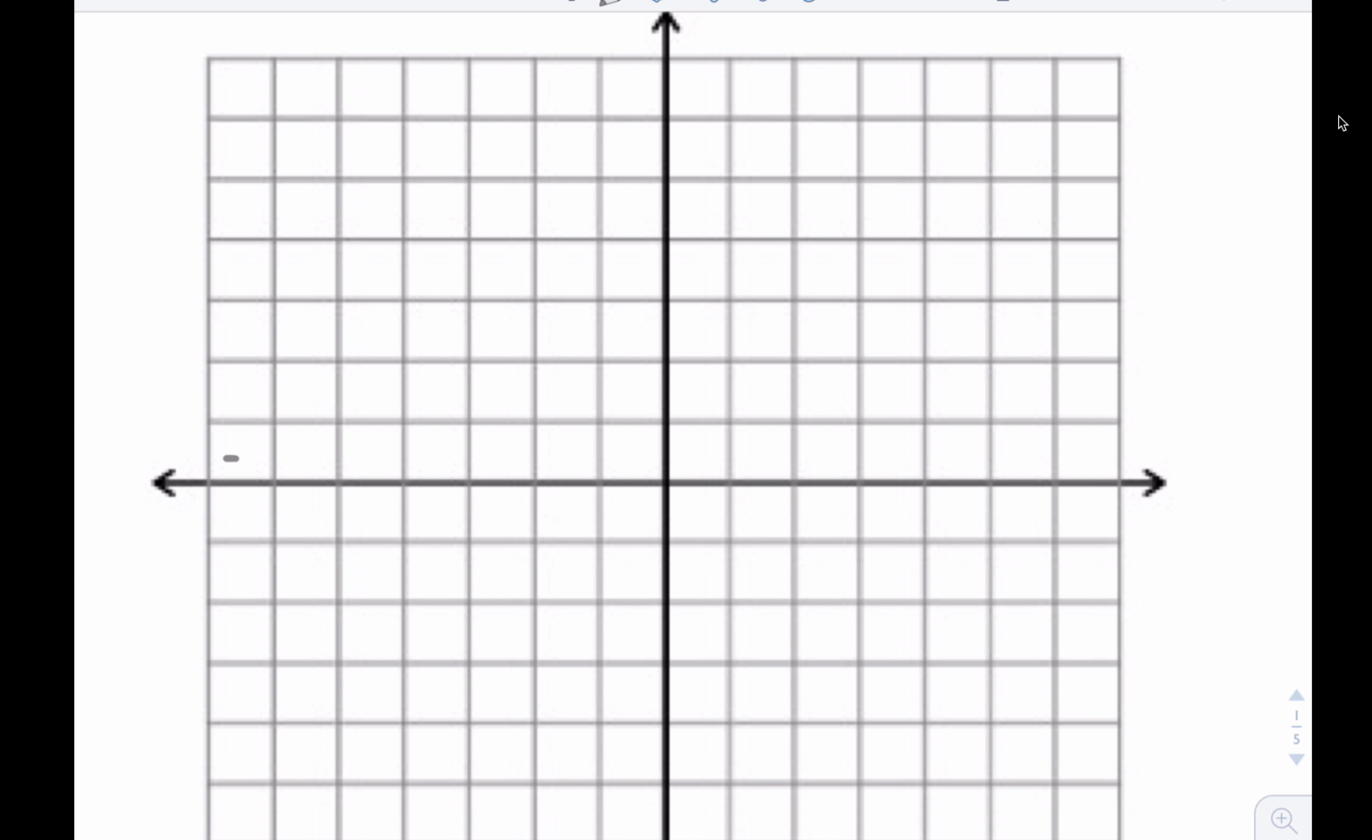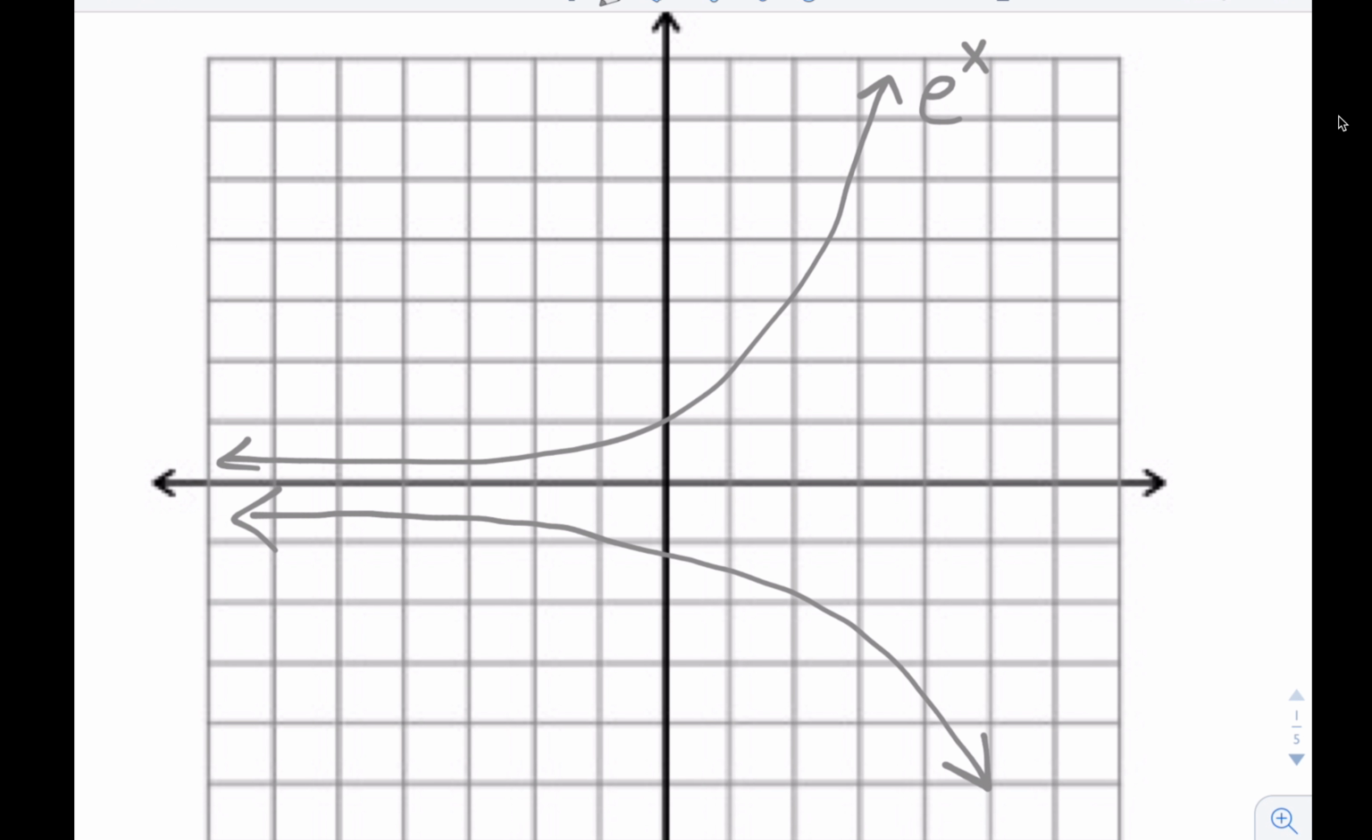So you have the regular e to the x. That looks like that, again going through 0, 1. But now when I flip it over the x-axis, it should look something like that. This first one that I drew was e to the x. The second one that I drew is negative e to the x, so you should be going through 0, negative 1 now instead of 0, 1.